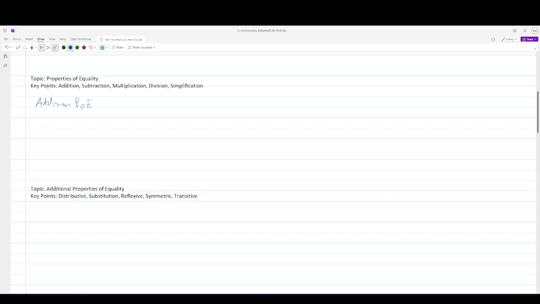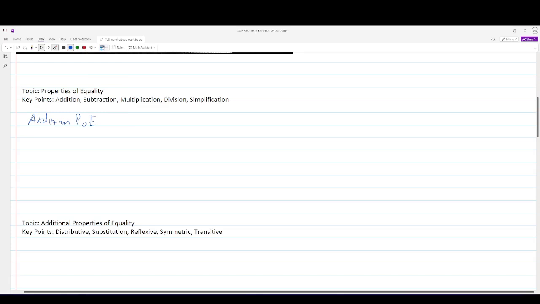I'm going to zoom in a little more and make this a bit bigger. Addition property of equality, subtraction property of equality, multiplication property of equality, and division property of equality.